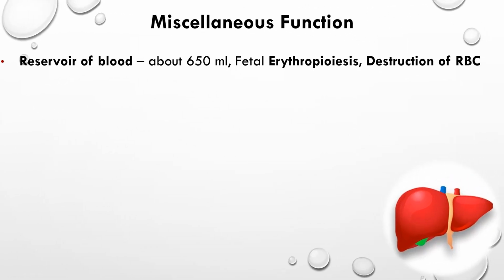Spleen's function: reservoir of blood. It stores around 650 milliliters of blood and also helps in the regulation of the blood volume. Erythropoiesis: in fetal life, the liver plays an important role in erythropoiesis and destruction of the RBC, where the hemoglobin gets converted into the biliverdin and then bilirubin. Here it happens.